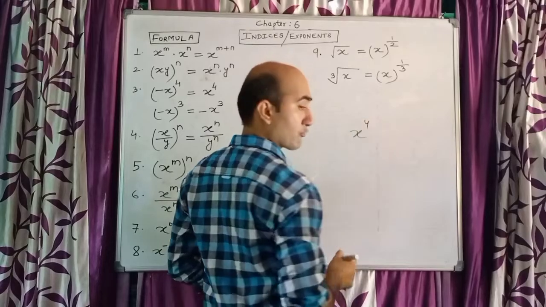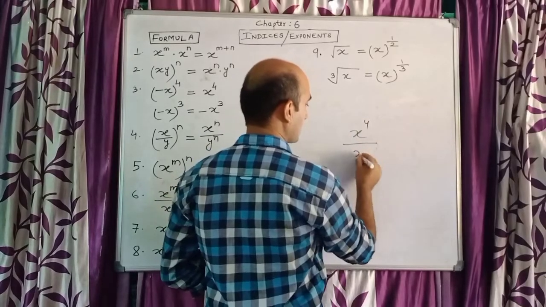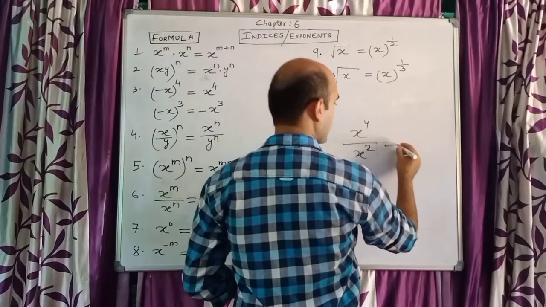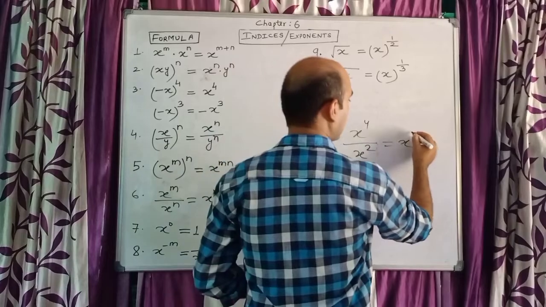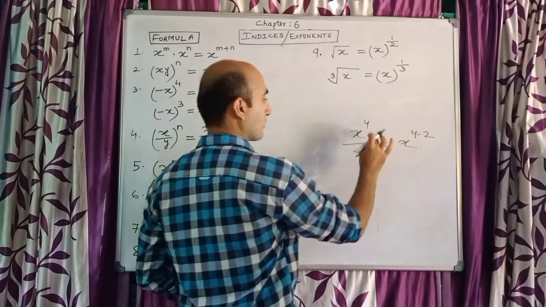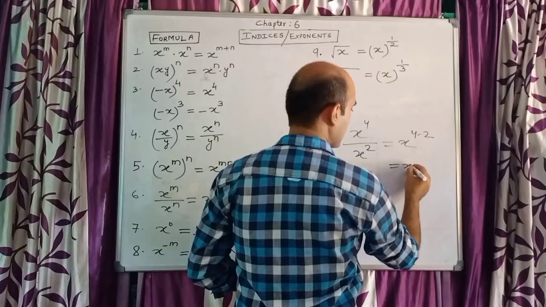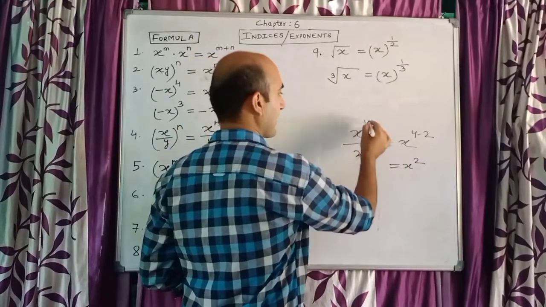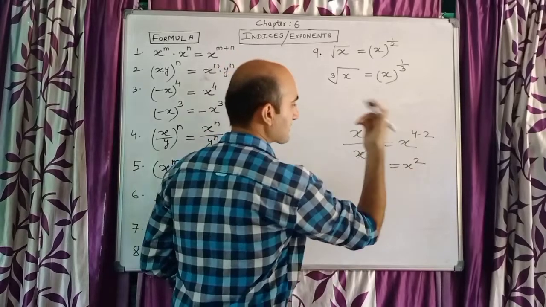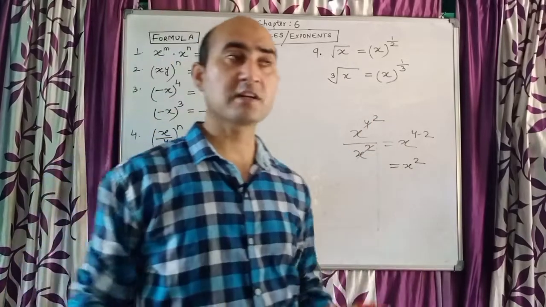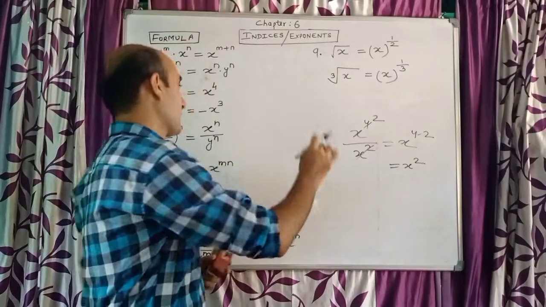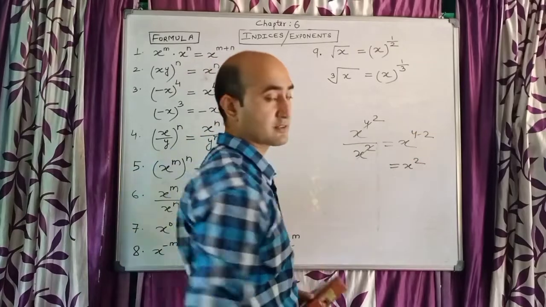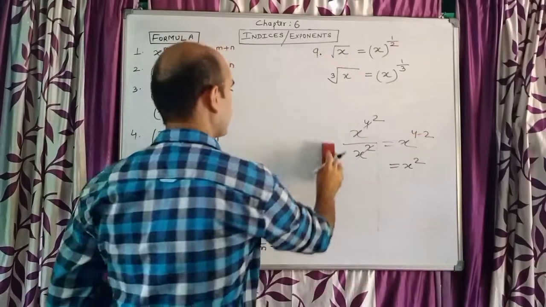Suppose I have x to the power 4 here and x to the power 2 here. Then I write a single x and subtract the powers, 4 minus 2. Our result is x squared. Normally we simplify, and we get the same result. So the power at the top and the power below subtract and we get the final result. So this is very simple, children.